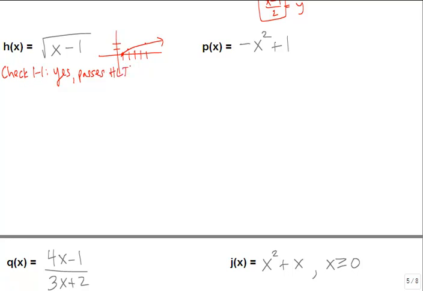Okay, so we know it's one-to-one, so we know it has an inverse. So here's how we find it. Step 1, change the h of x to a y.